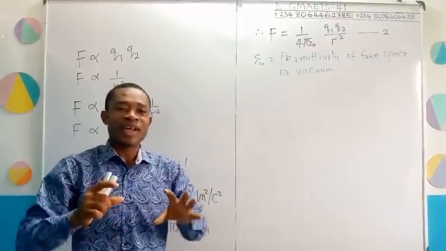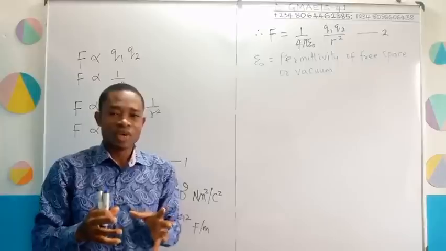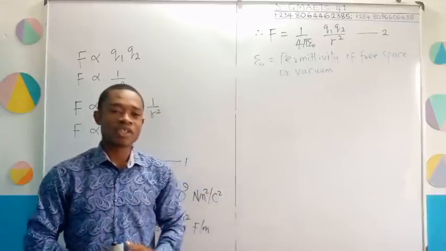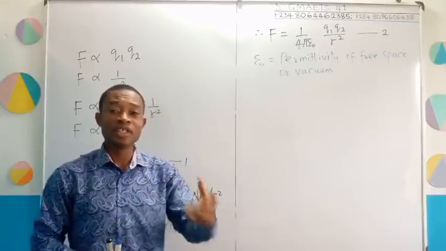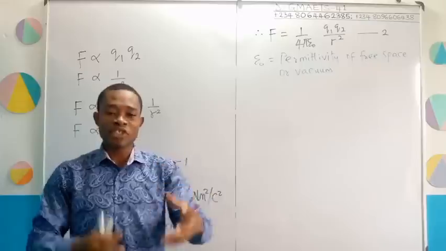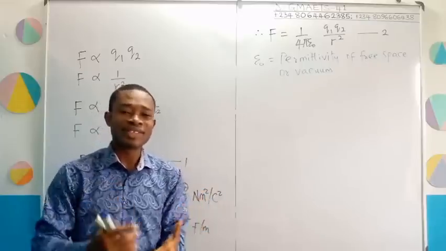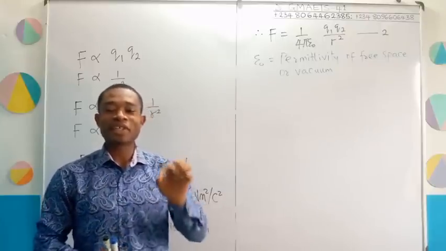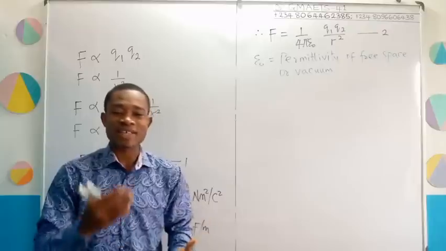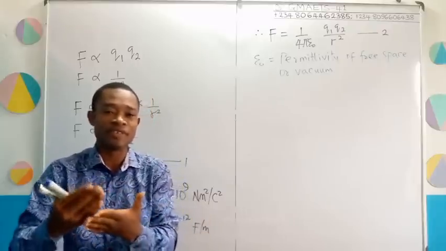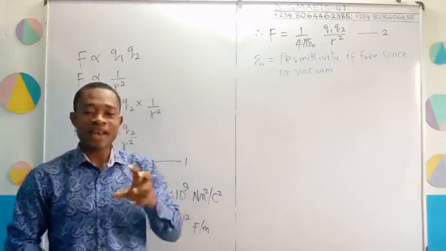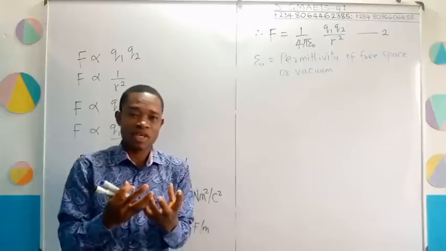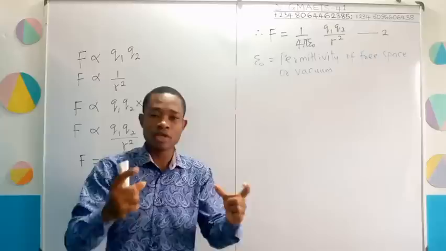Now, what about a situation whereby the charges are no longer placed in free space? Let us now assume that the charges are placed in a medium. That medium will have what we call a dielectric constant value. Dielectric constant, we can also refer to it as relative permittivity. This dielectric constant actually helps to check the strength of that medium in order to know what the force is going to be like.